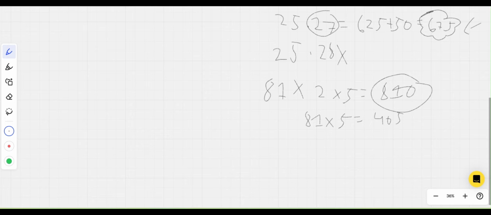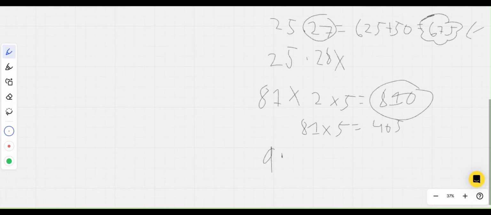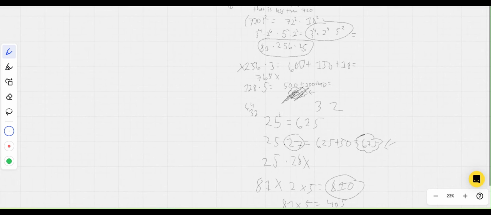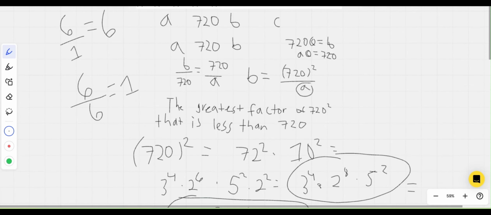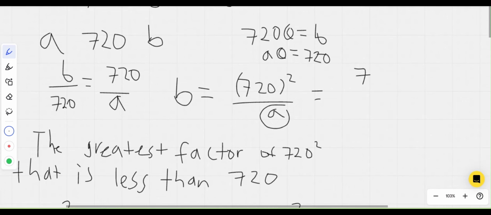And let's see if we can maybe go down further, but that's just going to give us 9 times, we can have 25 times 3, which is 75. But that gives us the same thing again, which is 25 times 27. So 675 is our largest factor of 720 squared which is less than 720. Okay, so that is our value for A, the greatest possible value of A. And that will give us 720 squared over 675 as our answer. So we just have to evaluate this now.